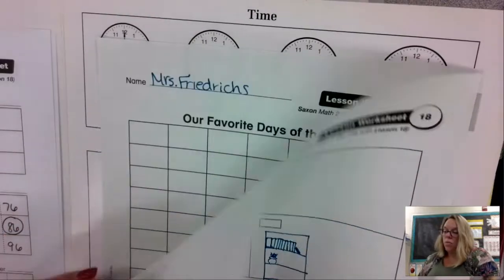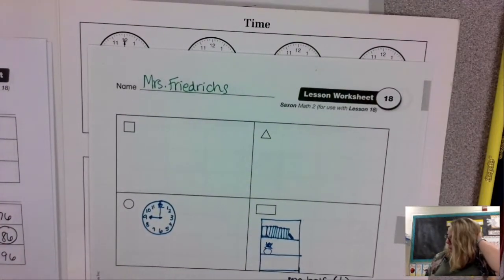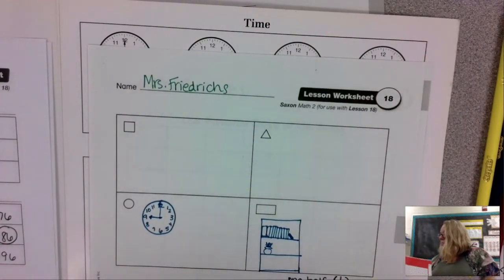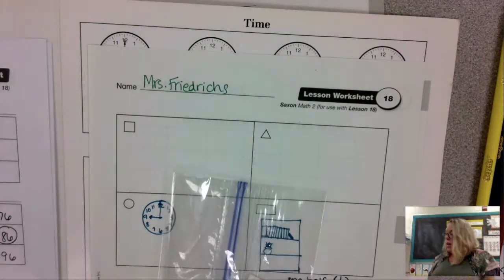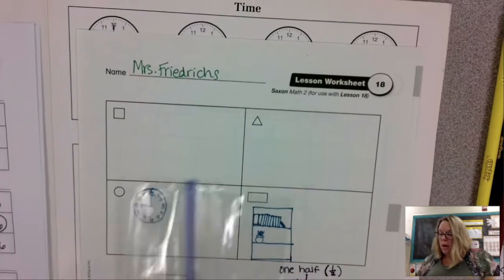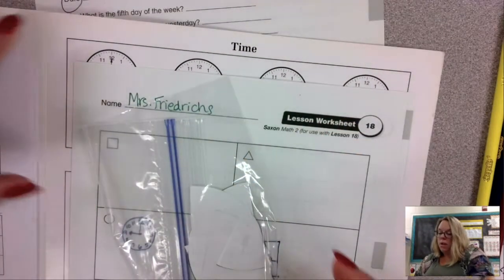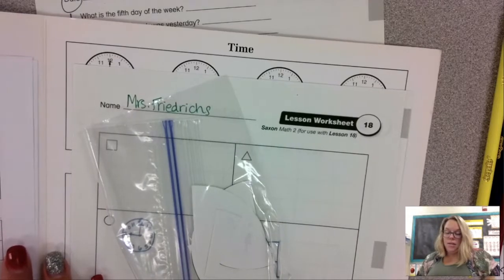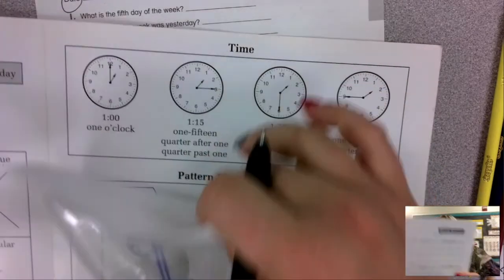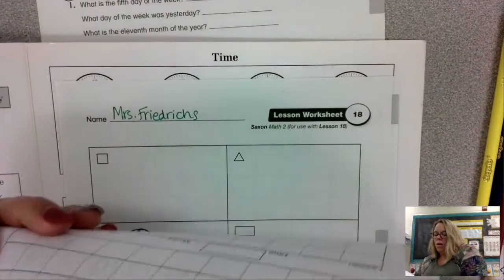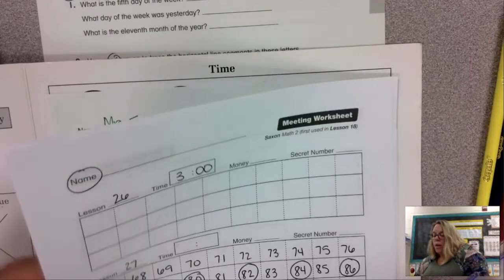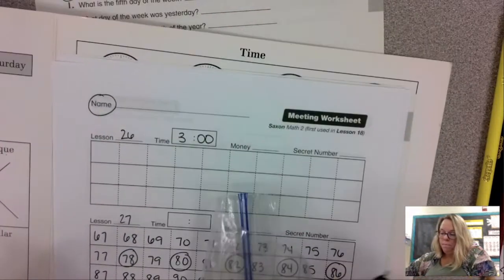You have your lesson worksheets in here. You should have your baggie with your fractions in it. Okay, that should also be in your baggie. Sometimes though you need to be able to take those things out to see the other resources or move them around as you need. And that's okay. Just don't forget to put them back in when you're done, okay?